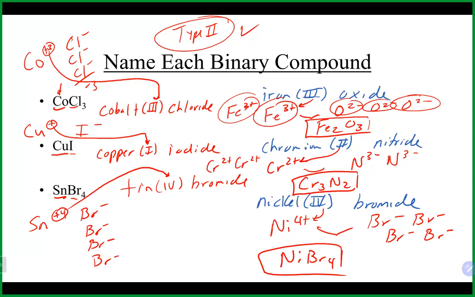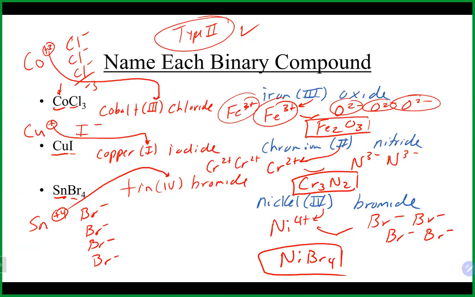Now, I'm writing out all the individual ions and stuff like that just to help you see it. So if it helps you to do it that way, do it that way. It doesn't really matter. You don't necessarily have to show all the ions individually. You just need to give the right formula or the right name. Any questions on any of that?